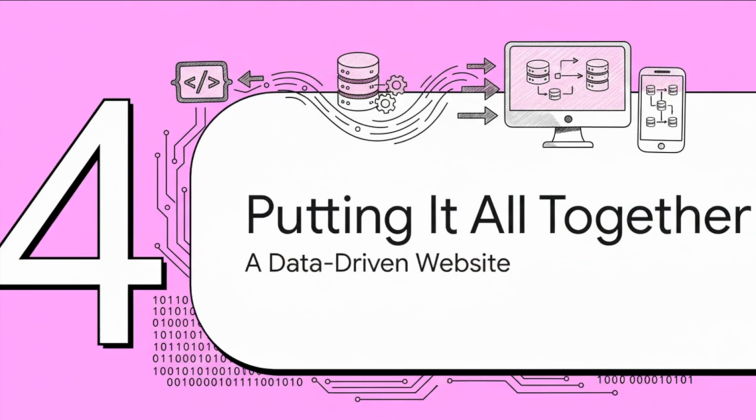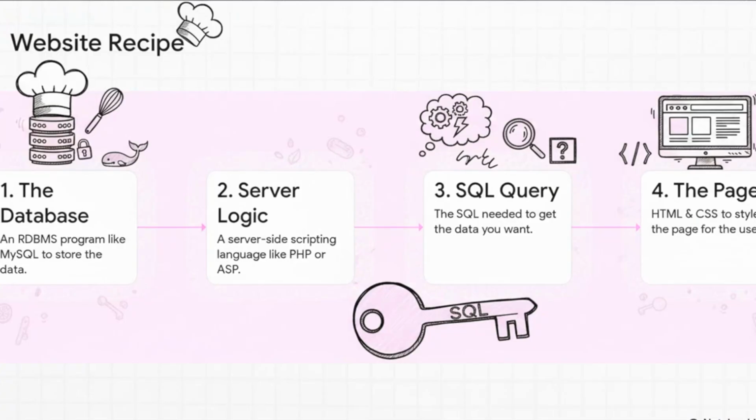Okay, so let's put all the pieces together. We have the language, which is SQL. We have the structure it lives in, the RDBMS. So how does this actually come together to power a real website you'd use every day? Well, building a modern data-driven website is kind of like following a recipe. First, you need your RDBMS program, right? Something like MySQL to actually store everything. Then you need a server-side language, maybe like PHP, to do all the thinking on the back end. Then, and here's our part, you need SQL to ask the database for the exact data you want. And finally, you use good old HTML and CSS to make it all look nice for the person using the site. See? SQL is that absolutely crucial ingredient that connects the raw data to the final web page.